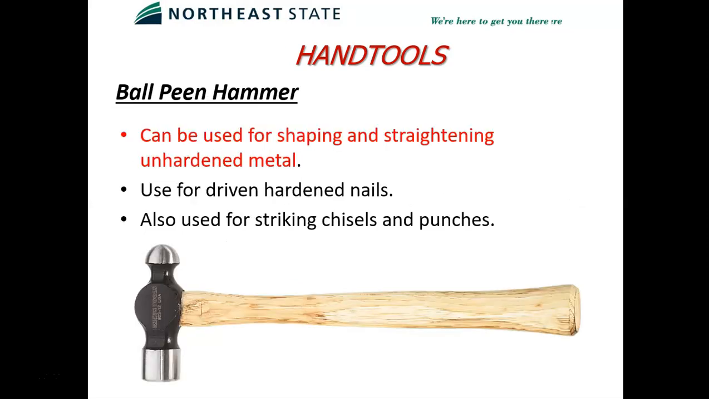And speaking of the ball peen hammer, this is used for shaping and straightening unhardened metal. So this is what you'd use for driving in those bolt extractors, using on chisels, things like that. So this is your metal type hammer, and you wouldn't particularly use this for carpentry either, because the face is not designed for that, but you can drive a nail with it, particularly the hardened concrete nails. You certainly could use it for those.